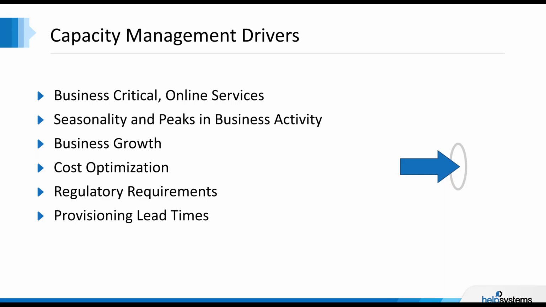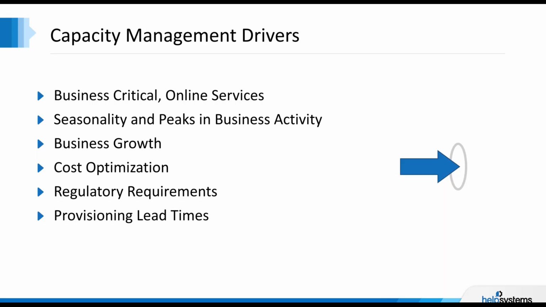Could be cost optimization, so doing more with what you've got, or making sure that you're wisely using the resources that you've already acquired or already invested in. Could be regulatory requirements. If you're in certain industries like financial services, for example, there's a ton of different regulatory requirements around having a contingency plan for capacity. Could also be provisioning lead times.